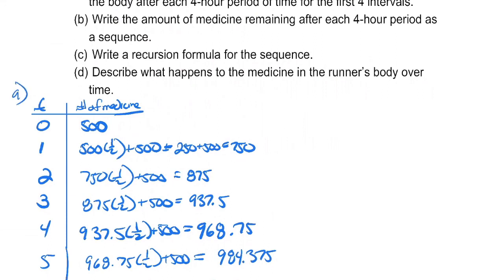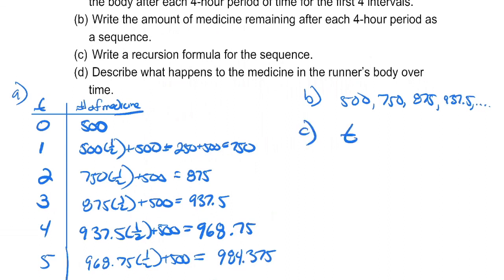So we'll write this as a sequence. So it'll be 500, 750, 875, 937.5, and so on. So we can write the rest. More interestingly, how can we write this formula as a recursion? We can kind of see what's going on there as we're doing the calculations.